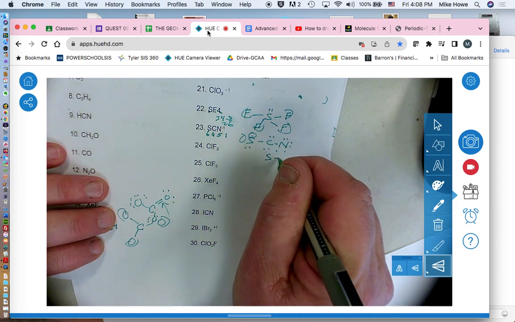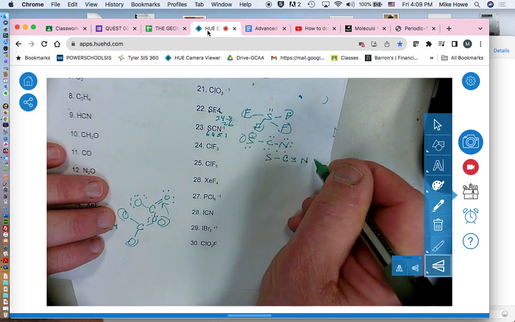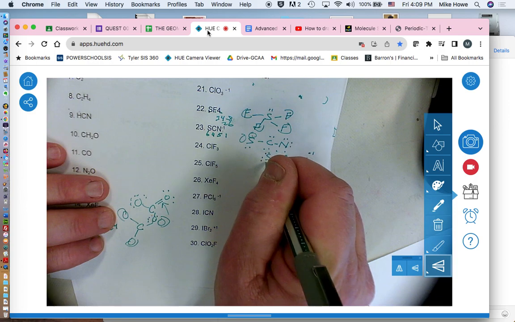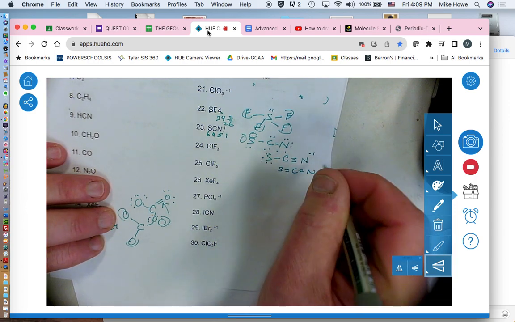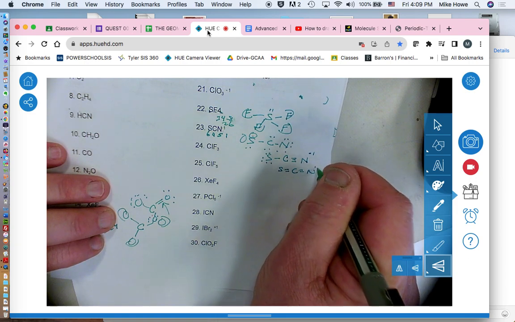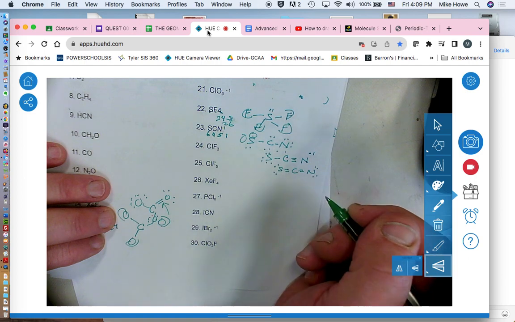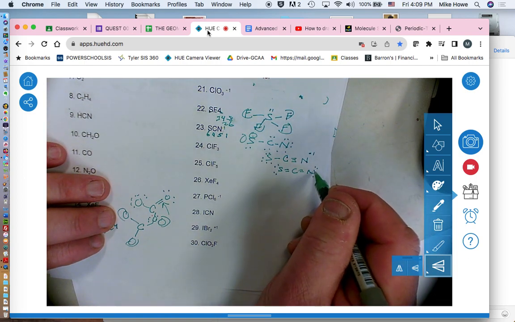So to fix that, you either have to do a single bond or a triple bond or 2 double bonds. You could do this. I'm not going to take time in this video to get into which one is better, but if you go back and check your formal charges, you'll find that one is better than the others.